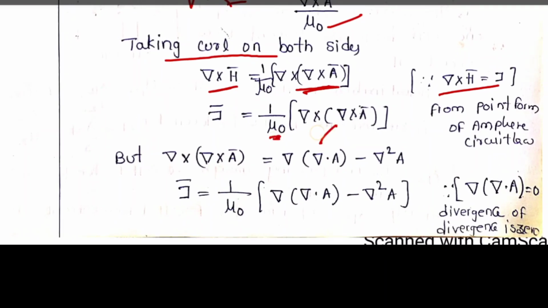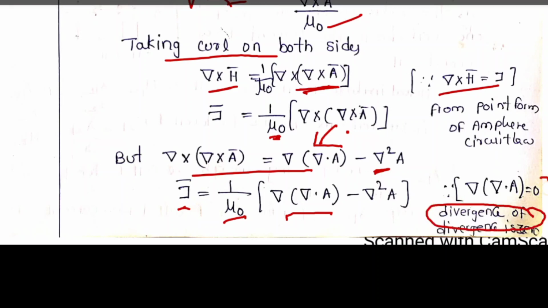We can substitute here for del cross del cross A according to the vector identity, as I already told you in vector magnetic potential. Using the vector identity, del cross del cross A is del into del dot A minus del square A. That we are substituting here. That is J bar equal to 1 by mu naught, del into del dot A minus del square A. Here, del dot A equal to 0. That we have to remember.